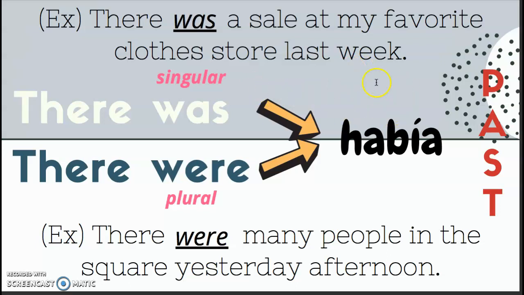There was a sale. And there were, which is plural, there were many people in the square yesterday afternoon. Yesterday afternoon is ayer por la tarde. Okay? So, there was and there were means había. Alright? Both mean the same in Spanish.